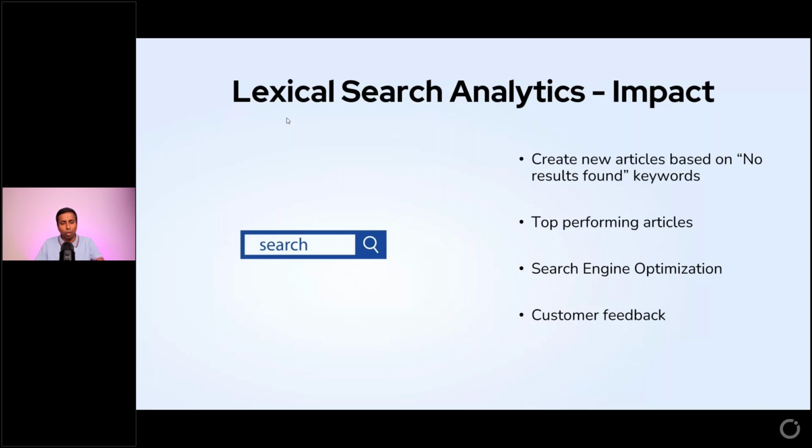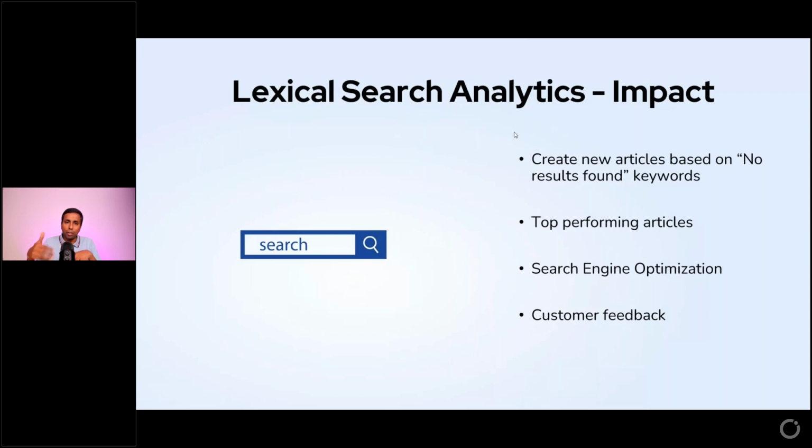The next is you want to find out the top performing articles. If you have lexical search and you put it through your search analytics, you know exactly which articles are top performing, and based on that, you can do a lot of search engine optimization in terms of positioning your knowledge base articles to be discovered by the search engine.